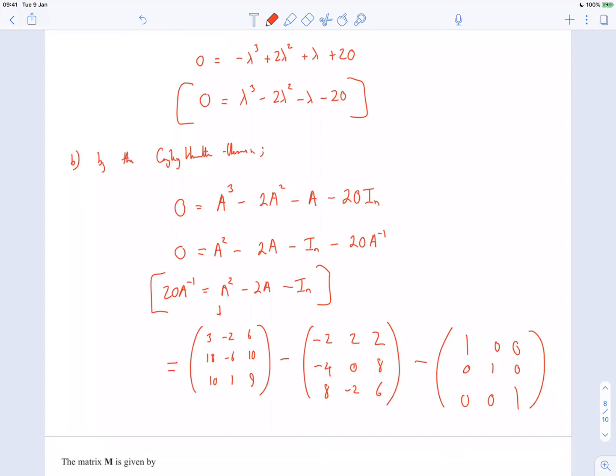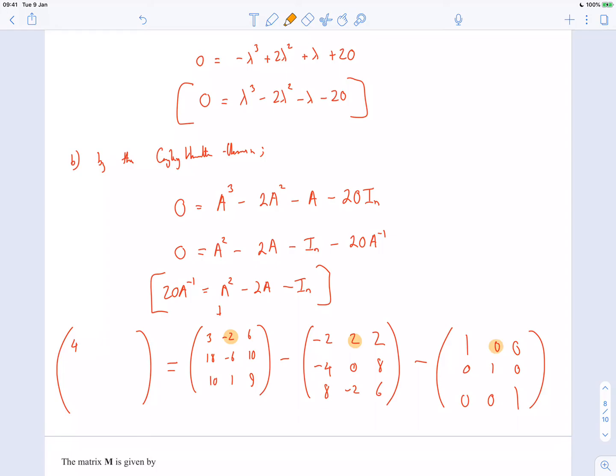And then I have to minus the identity matrix, which is 1, 1, 1, zeros everywhere else. And then if we look at what that is, what's going to happen? I just do it term by term. 3 minus minus 2 is 5, minus 1 is 4. Minus 2, you know, I just do it. In actual fact, let's just do this.